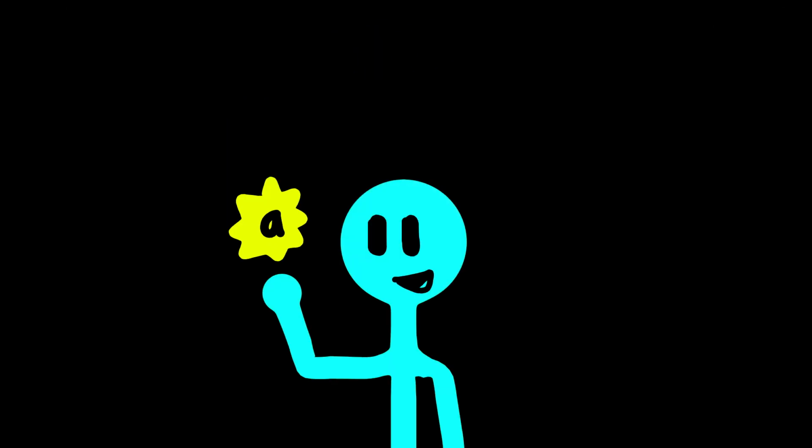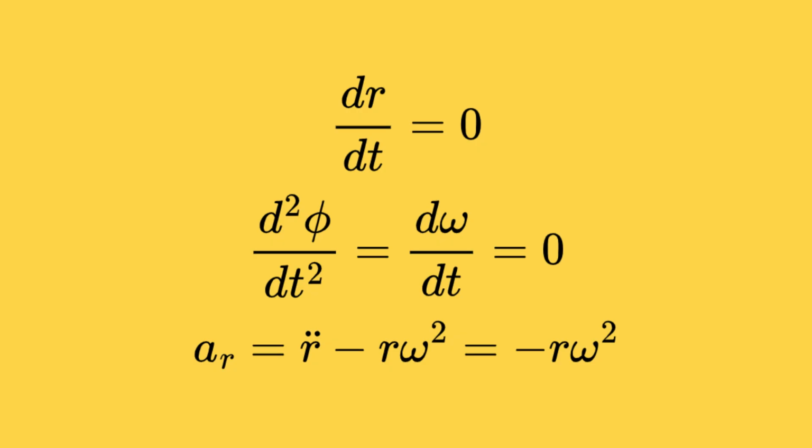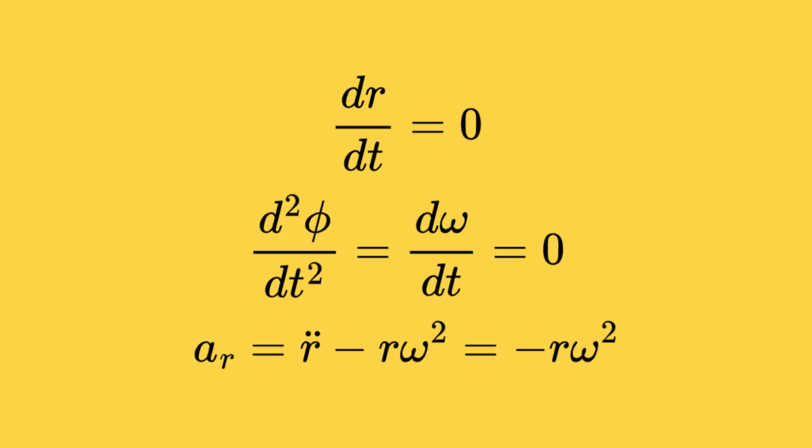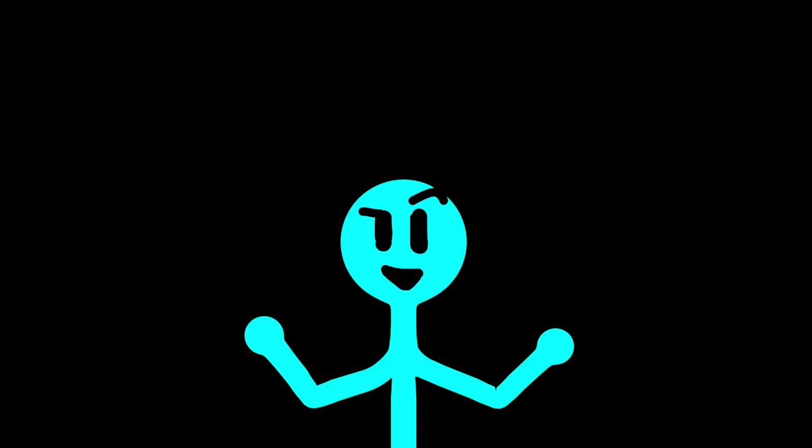Similar logic applies to acceleration. If we make a radius and angular velocity constant, so the particle moves in a circle at constant speed, we get our acceleration in the radial direction to be negative radius times angular velocity squared, which makes sense when we consider there has to be some acceleration forcing the particle to move circularly, even if the radial acceleration, or change in radius, is zero.